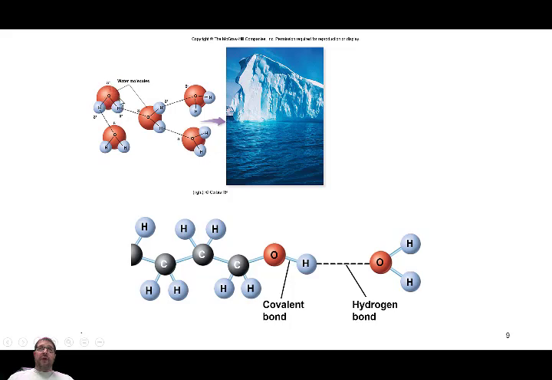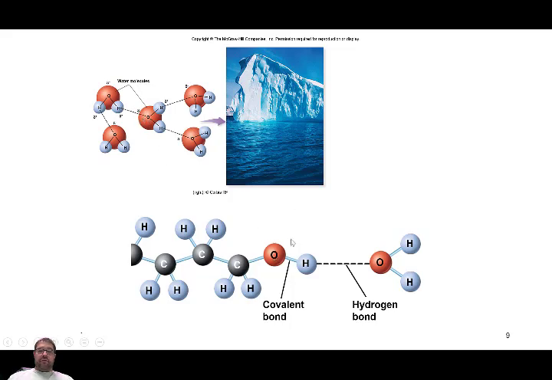So the formation of water is a covalent bond. The formation of a water molecule is a polar covalent bond. But the bonds that water can form are hydrogen bonds. Right? Because the positive hydrogen is binding to the negative oxygen in this case.